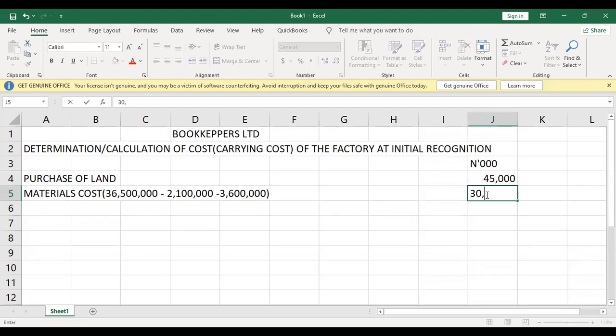Please, the material cost should be 36 million now and not 36,500. Okay, yes, sorry, 36 million. Okay, so how much do we have? 30,300,000. Okay.